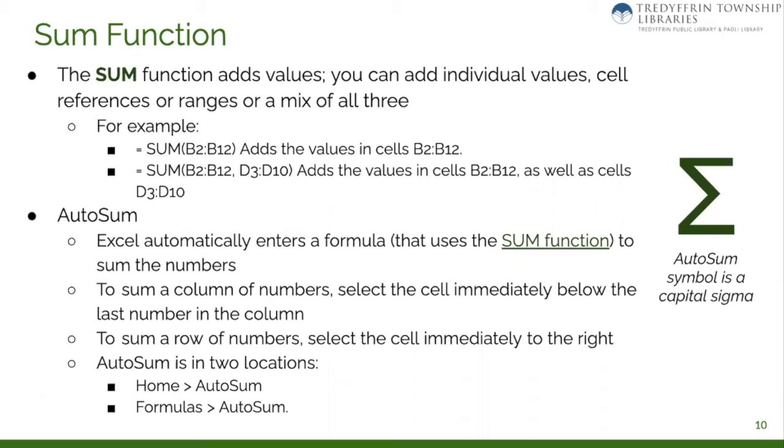To sum a column of numbers, select the cell immediately below the last number in the column. To sum a row of numbers, select the cell immediately to the right at the end of the row of numbers.